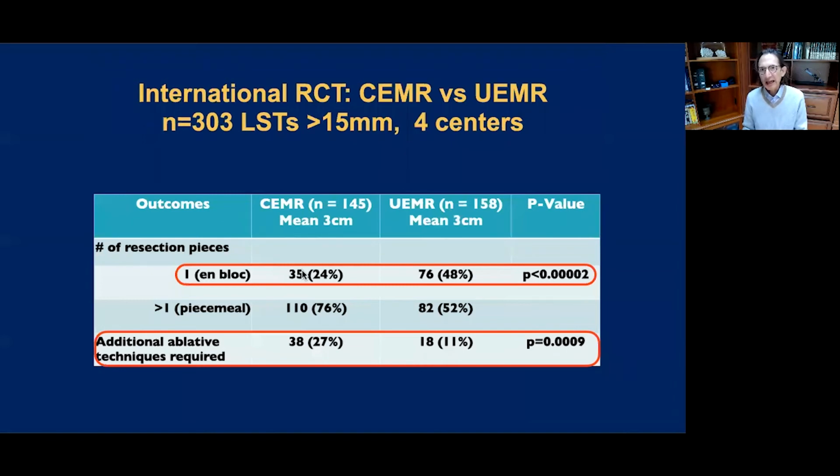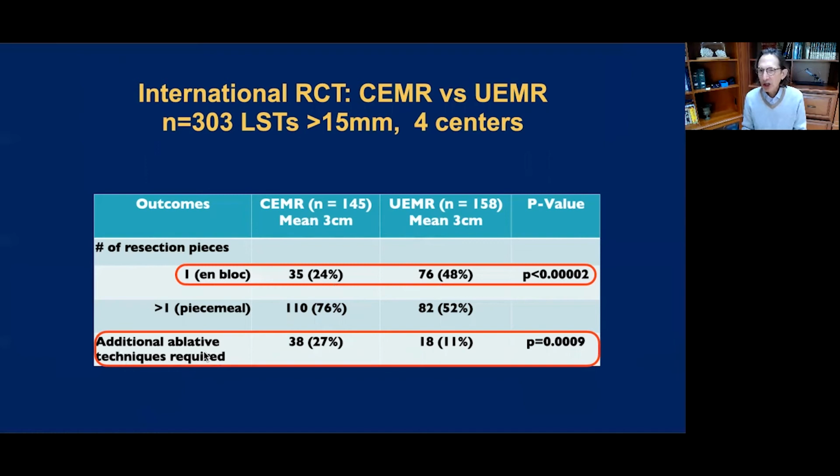We took the lead in an international randomized controlled trial, and the paper has been submitted for peer review comparing conventional and UEMR, 303 lesions, all LSTs larger than 15 millimeters in size, with a mean of 3 centimeters in both groups. 4-center trial, and 1 center in Italy, and the other 3 in the US. So the en bloc resection rate was 48% in the UEMR group, which is nearly double, or actually double, of that of the conventional EMR group, statistically highly significant.